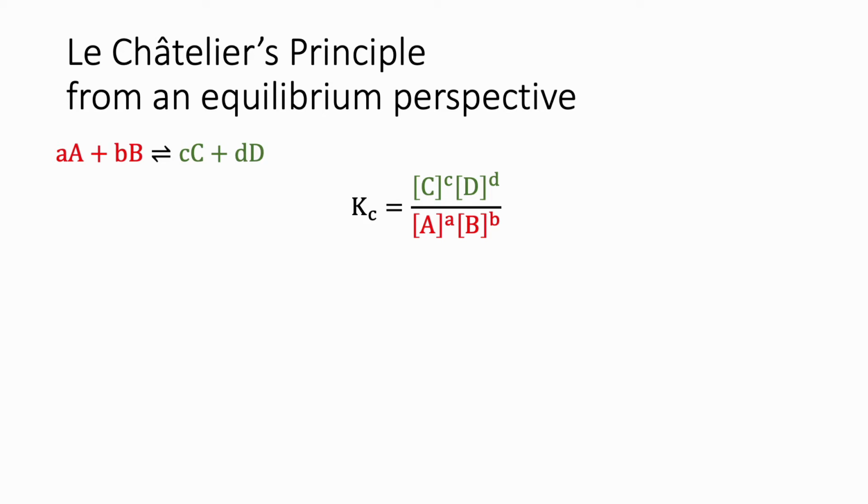So again, we're going to use our generic reaction with the reactants A and B. So we have a moles of A, b moles of B, making 2 products, C and D, c moles of C, and d moles of D. And then our equilibrium constant we learned was the concentrations of products raised to their coefficients over concentrations of reactants raised to their coefficients.